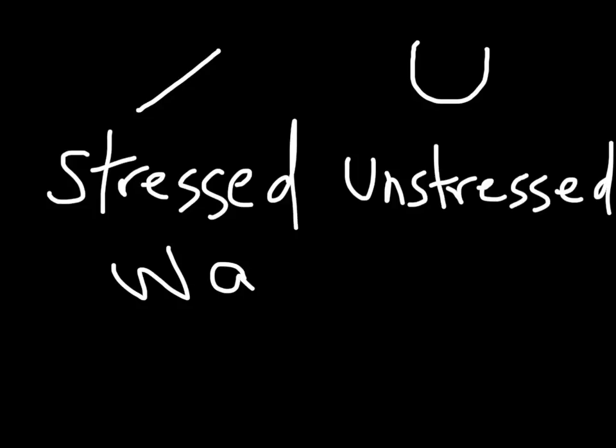Every syllable in language is either stressed or unstressed. By stressed, I mean that it is more emphasized. The unstressed syllables are less emphasized. I will use this symbol to indicate a syllable is stressed, and I will use a U to indicate the syllable is unstressed. For example, the word water. The first syllable, wa, is stressed. The second syllable, ter, is unstressed. It is not pronounced water, it is pronounced water.